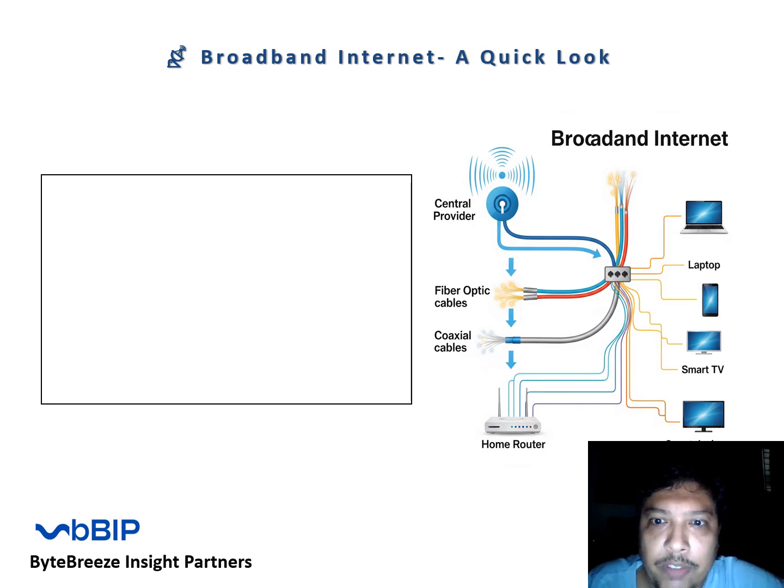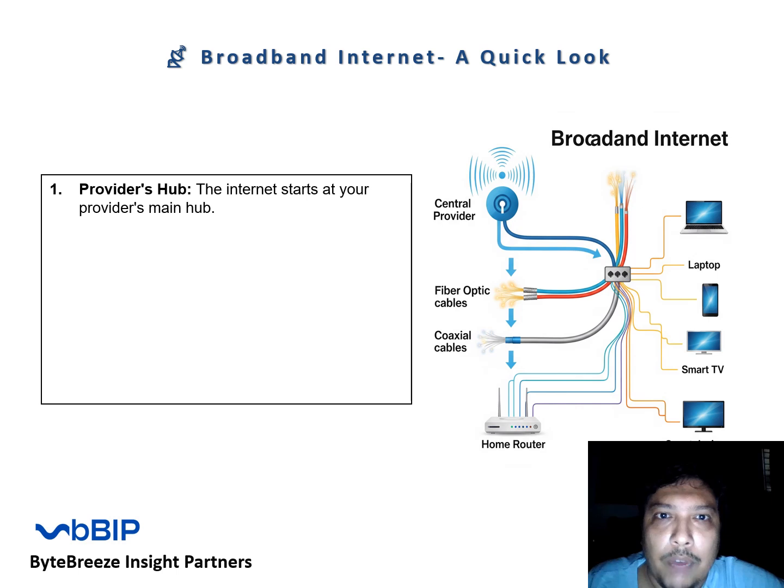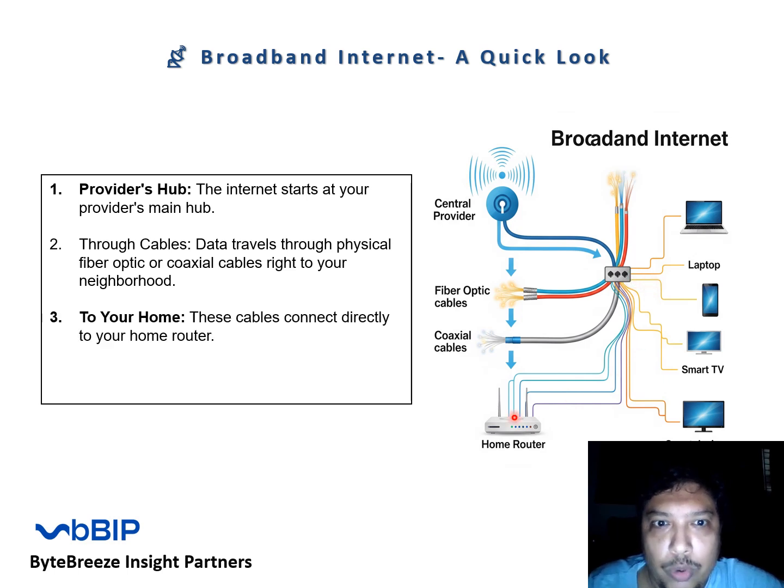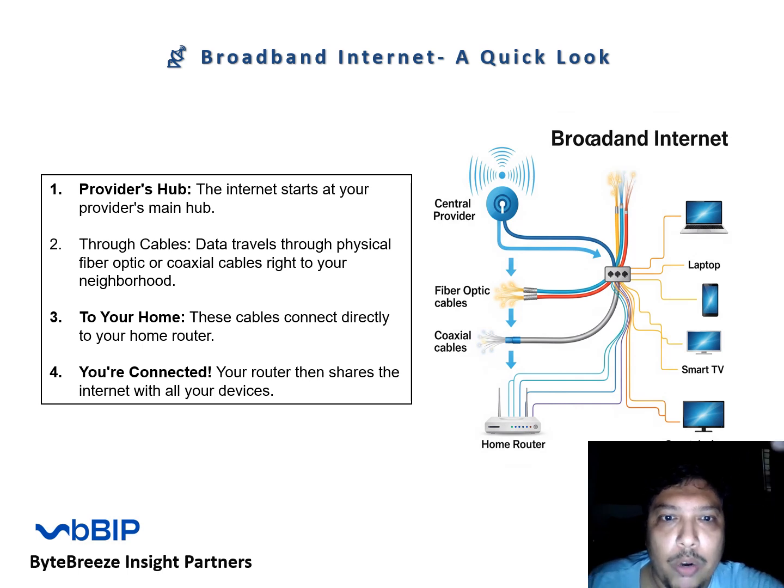Now we will have a small look at the broadband internet connection. For a broadband internet connection, we have to have a hub. That internet starts at our provider's main hub. Throughout the picture, we are seeing the main hub. Then through cables, either physical fiber cables or coaxial cables, it connects us. Then it connects with the home router, and through the home router our broadband connection is ensured. According to the picture, we observe that a laptop, smart TV, mobile phone, anything can be connected. So our home or office router shares the internet with all our devices. According to the pictures, the broadband internet is connected.